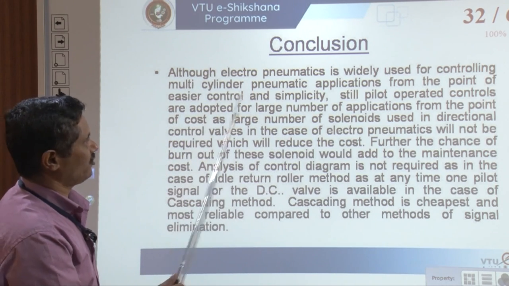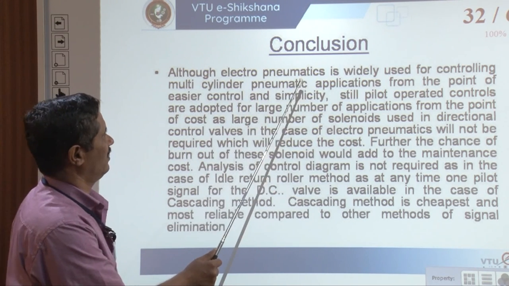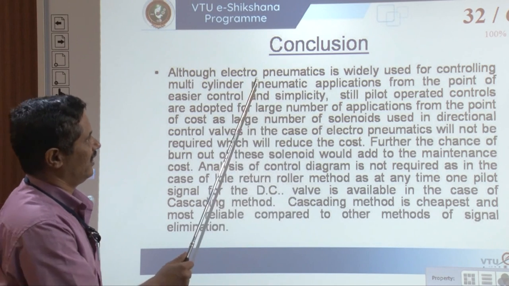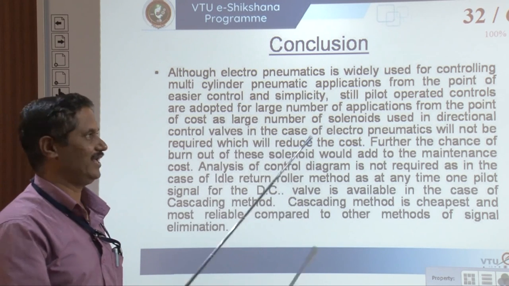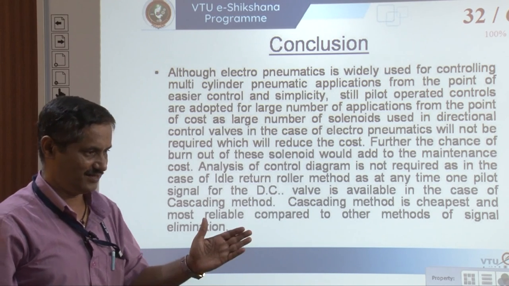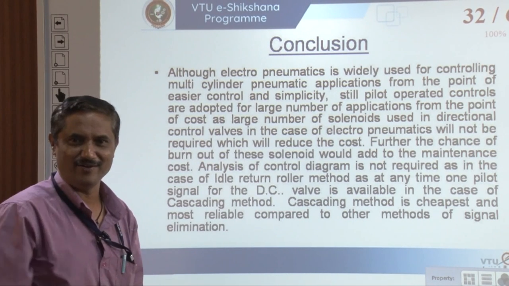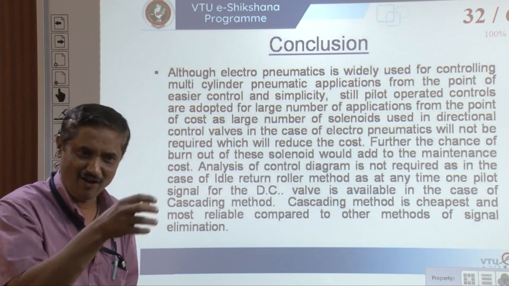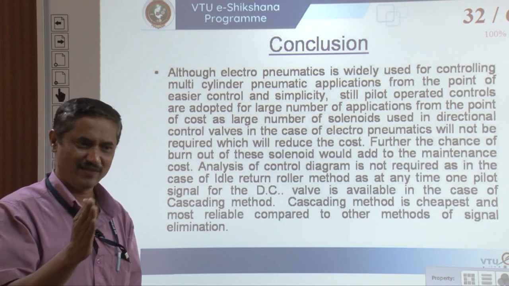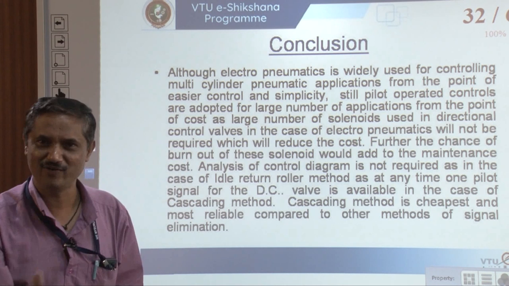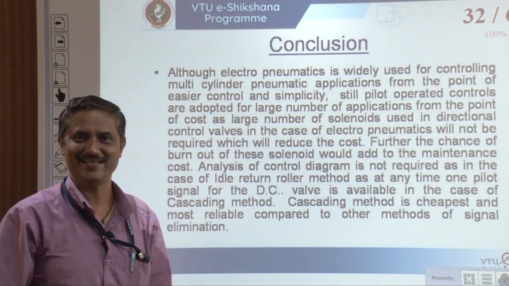So the conclusion is that the cascading method is a very fantastic method. We can use this. Although electro-pneumatics is widely used in many of today's contexts, because interdisciplinary branches have pushed their strength and jumped into our area of mechanical engineering, they are also bringing in electro-pneumatics and forcing it. It is similar to conventional automobiles, where now we are moving on to EVs. So other branches are trying to push you out of the race.